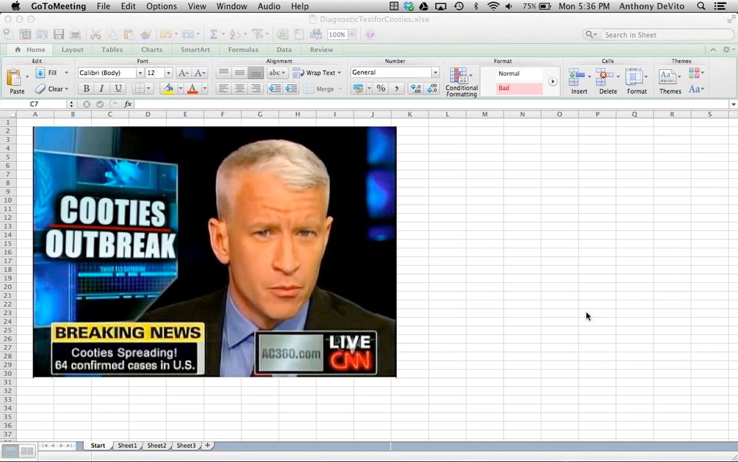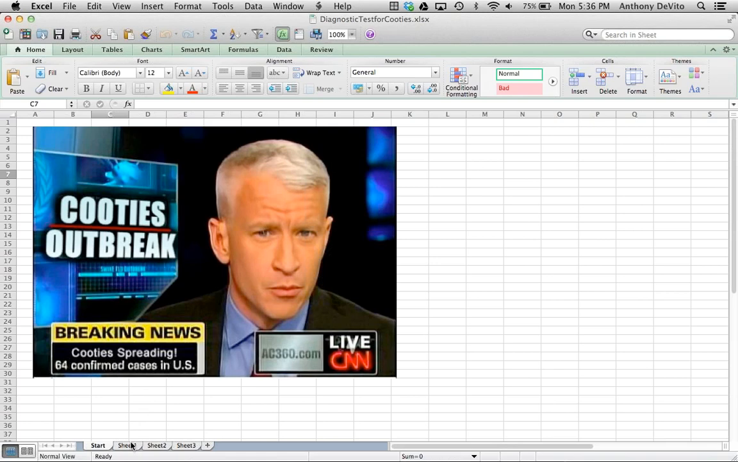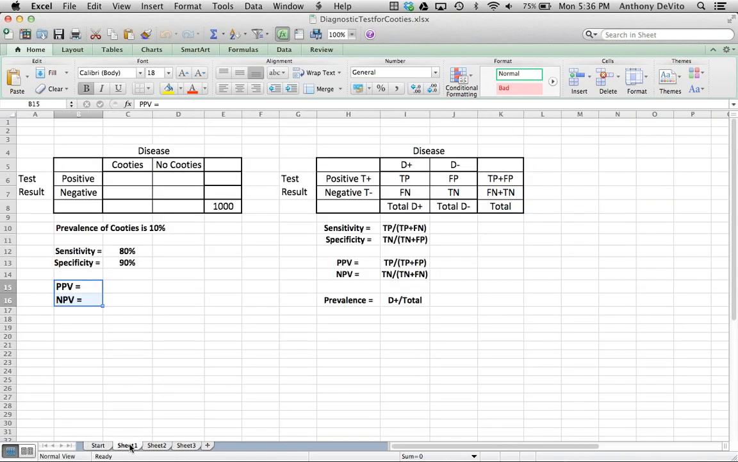Efficient diagnostic test for cooties. So we're going to examine a manufacturer that did put together a test for cooties. So let's take a look at this test.